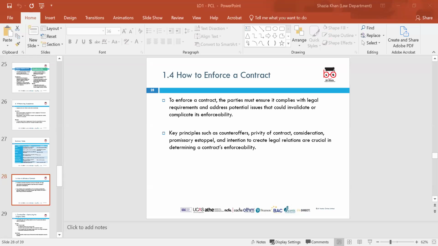So you need to make sure that the elements of a legally binding contract are in place for the contract to be enforceable, as we mentioned: offer, acceptance, consideration, capacity, and intention to create legal relations. They are a crucial part of a contract.